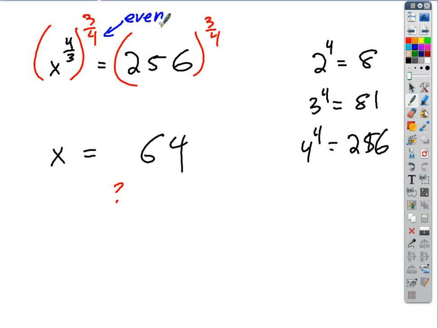Right? That's like a square root. If I took a square root, the denominator would be 2. If I took a 4th root, the denominator would be 4, right? If I took a cube root, the denominator would be 3, and then we'd be okay. But that's a 4 on the bottom. If that's even, then I need to have that plus or minus there. Okay? Make sense?